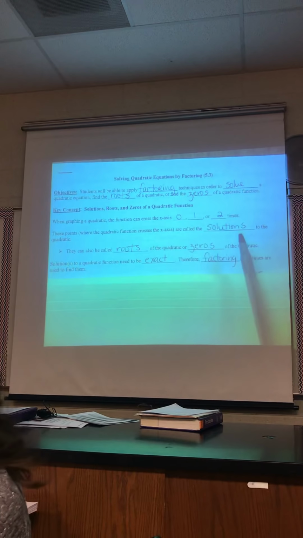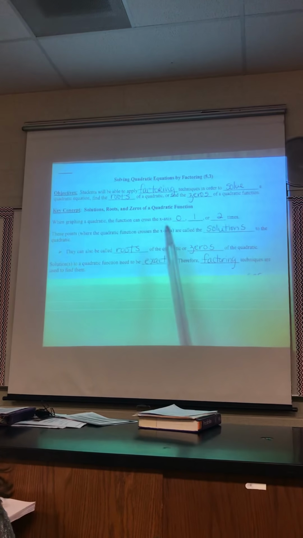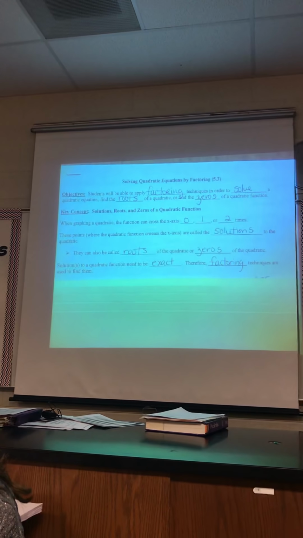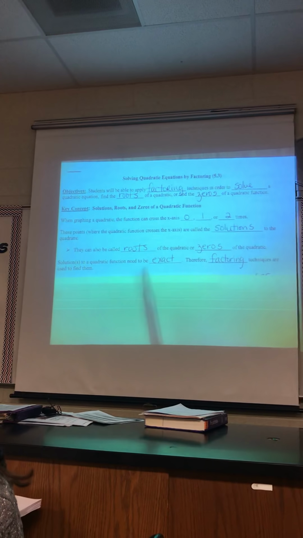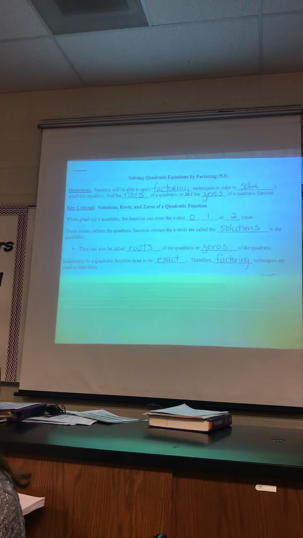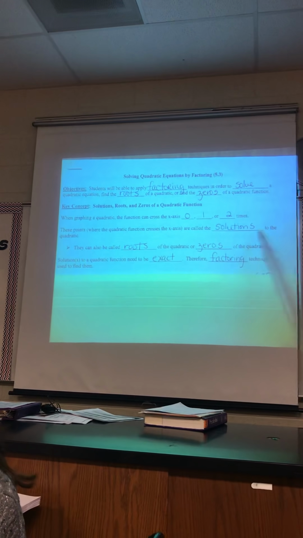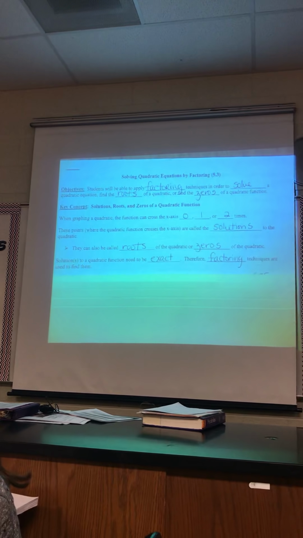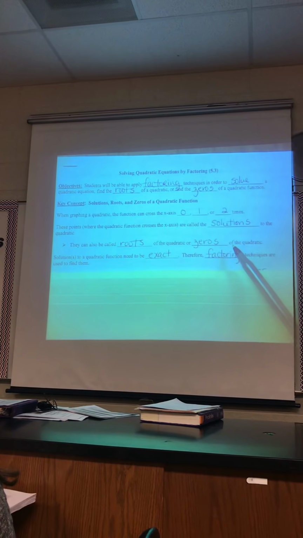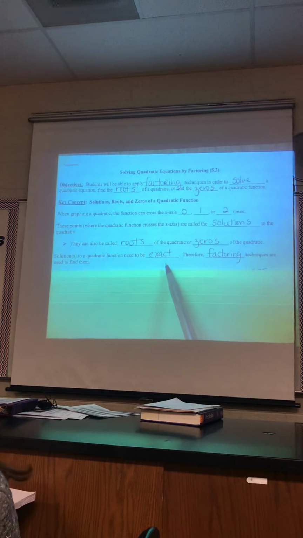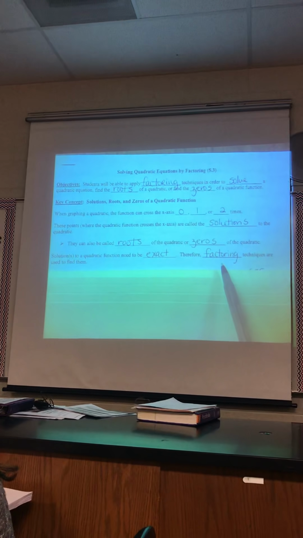So we know by graphing a quadratic that it crosses the x-axis either 0 times, 1 time, or 2 times. Those points where it crosses the x-axis can be called the solutions to the quadratic, but they can also be called the roots or the zeros. So right now we have different names for those spots. We can call them the solutions, we can call them the roots, or we can call them the zeros. When we want to know what the solutions are exactly, we need to use factoring techniques.